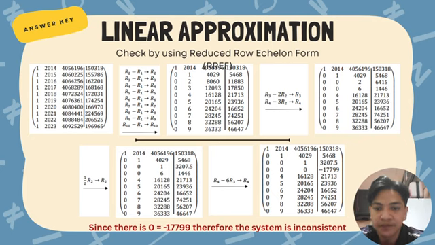For the first step, rows 2 until 10 will minus row 1. Next step, row 3 minus 2 row 2. Row 4 minus 3 row 2. For the third step, row 2 will divide by 2. And for the last step, row 4 will minus 6 row 3. Since there is 0 equal to negative 17799, therefore the system is inconsistent.